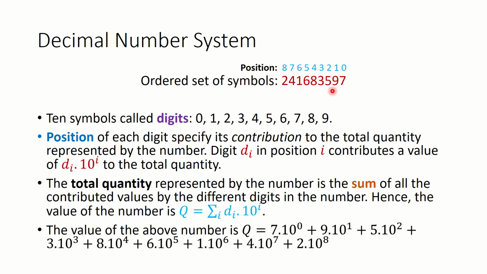So, this we know. However, when this symbol 2 has found a place in the ordered set of symbols like this, then this does not represent 2 anymore. This symbol does not represent the quantity 2 anymore. This symbol represents some other quantity now.